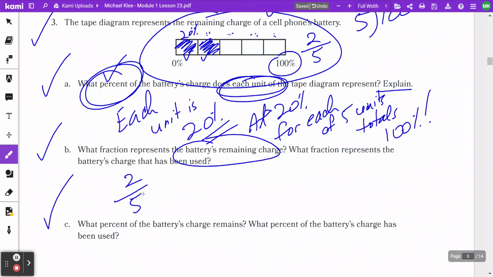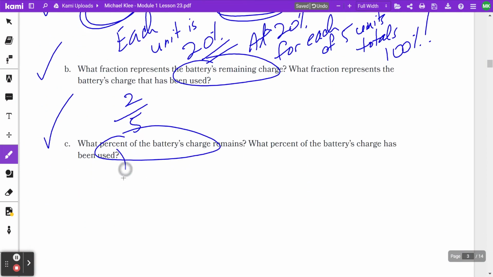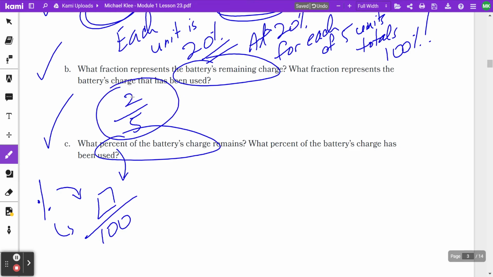Okay, now let's see. What percent of the battery's charge remains? From the previous lesson, we always know, or I always teach, that a percent is some value over 100 every time. So that's what a percentage is, right? Some value over 100. And if they're asking what percent of the battery remains, I'm going to take that 2 over 5, that fraction, and I'm going to make that equivalent to some value over 100.